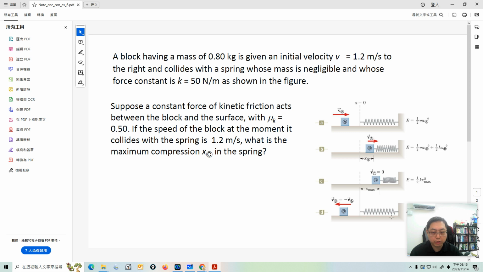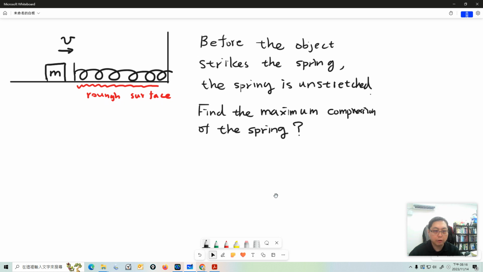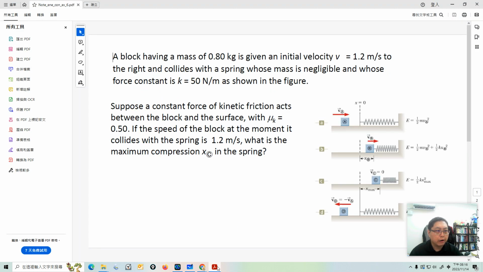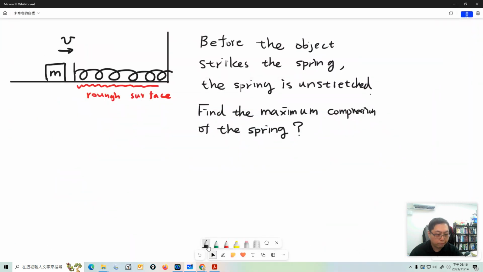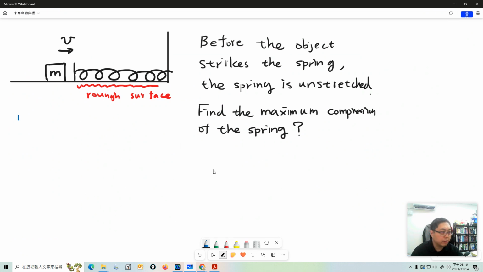Okay, let's go into the calculation. We are going to use energy conservation to solve this problem, not just calculate it. Let me switch to this, and then let me add some information on this problem. What's the mass? The mass is 0.8 kilogram.